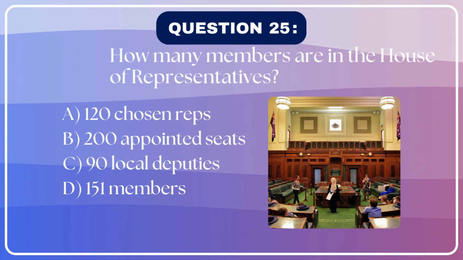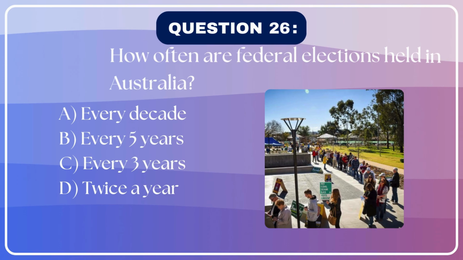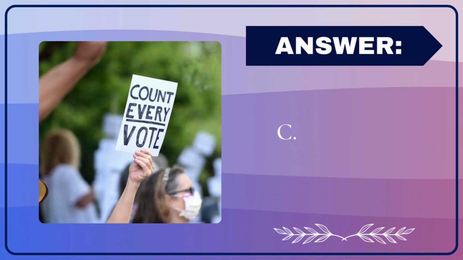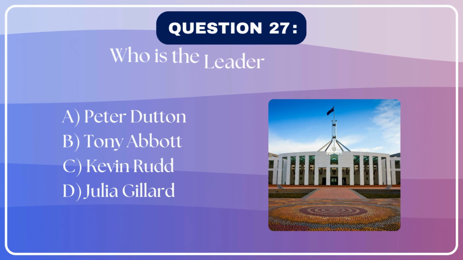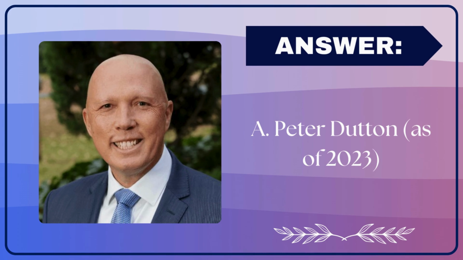How many members are in the House of Representatives? 151 members, may vary with redistributions. How often are federal elections held in Australia? Every 3 years. Who is the leader of the opposition in Australia? Peter Dutton, as of 2023.